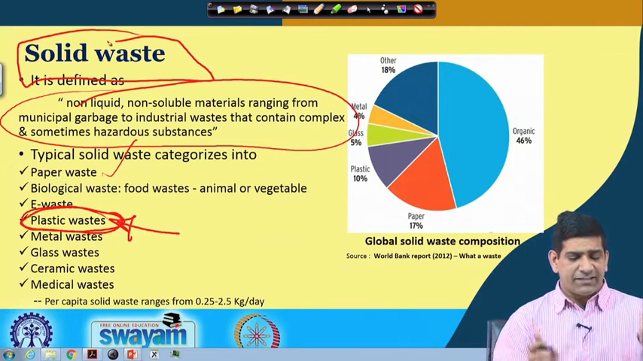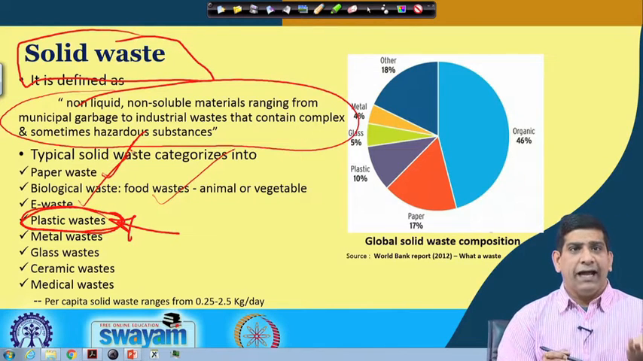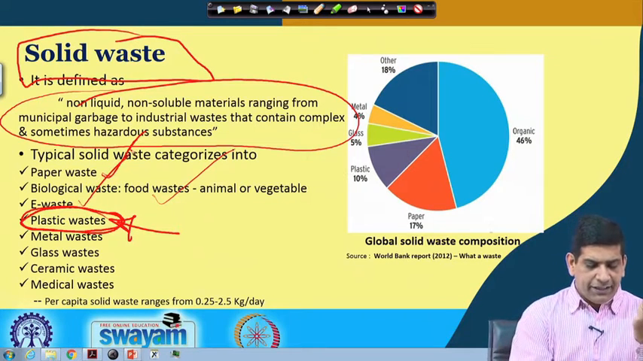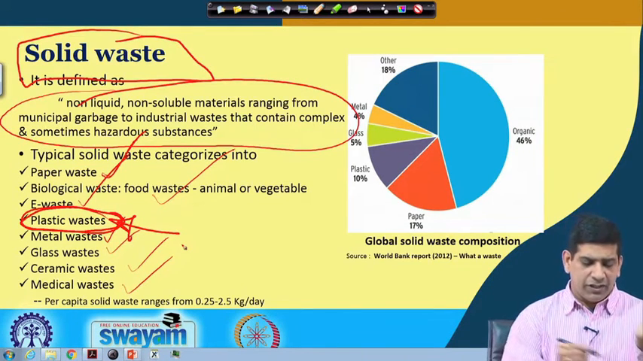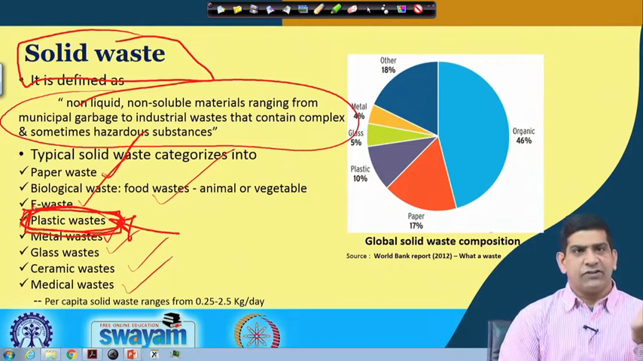Other than plastic, you have some paper, food waste, animal and vegetable waste, and e-waste. This semester we also have a parallel course running on e-waste, which is a rerun. Then there is metal waste, glass waste, ceramic waste, medical waste. There are a lot of different types of waste out there. Plastic waste is the one component this course is focusing on.